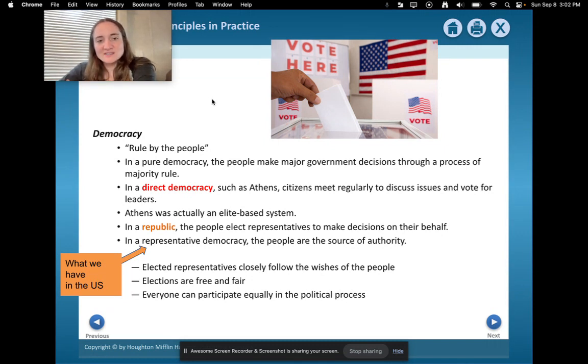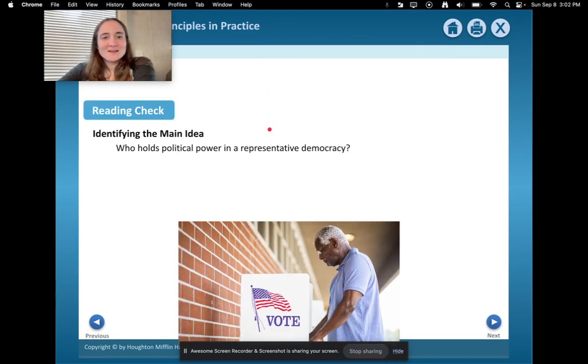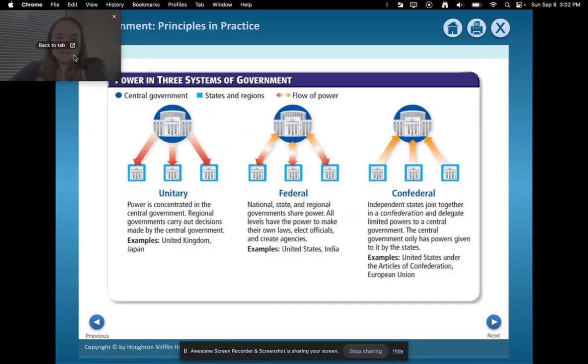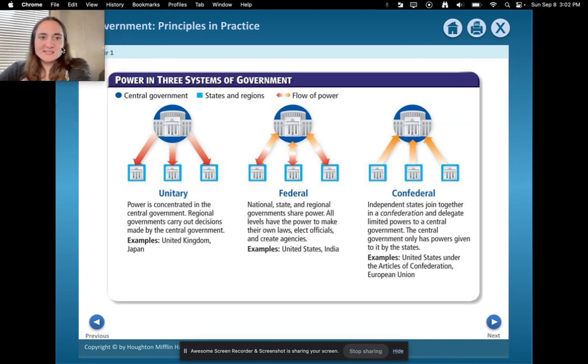Okay, so in a representative democracy, the people are the source of the authority, right? We are the people who vote for our representatives, who vote for our politicians. Elected representatives closely follow the wishes of the people. Elections are free and fair, and everyone can participate equally in the political process. Well, of course, in the US, you have to be at least 18. So, who holds the political power in a representative democracy? It is the people.